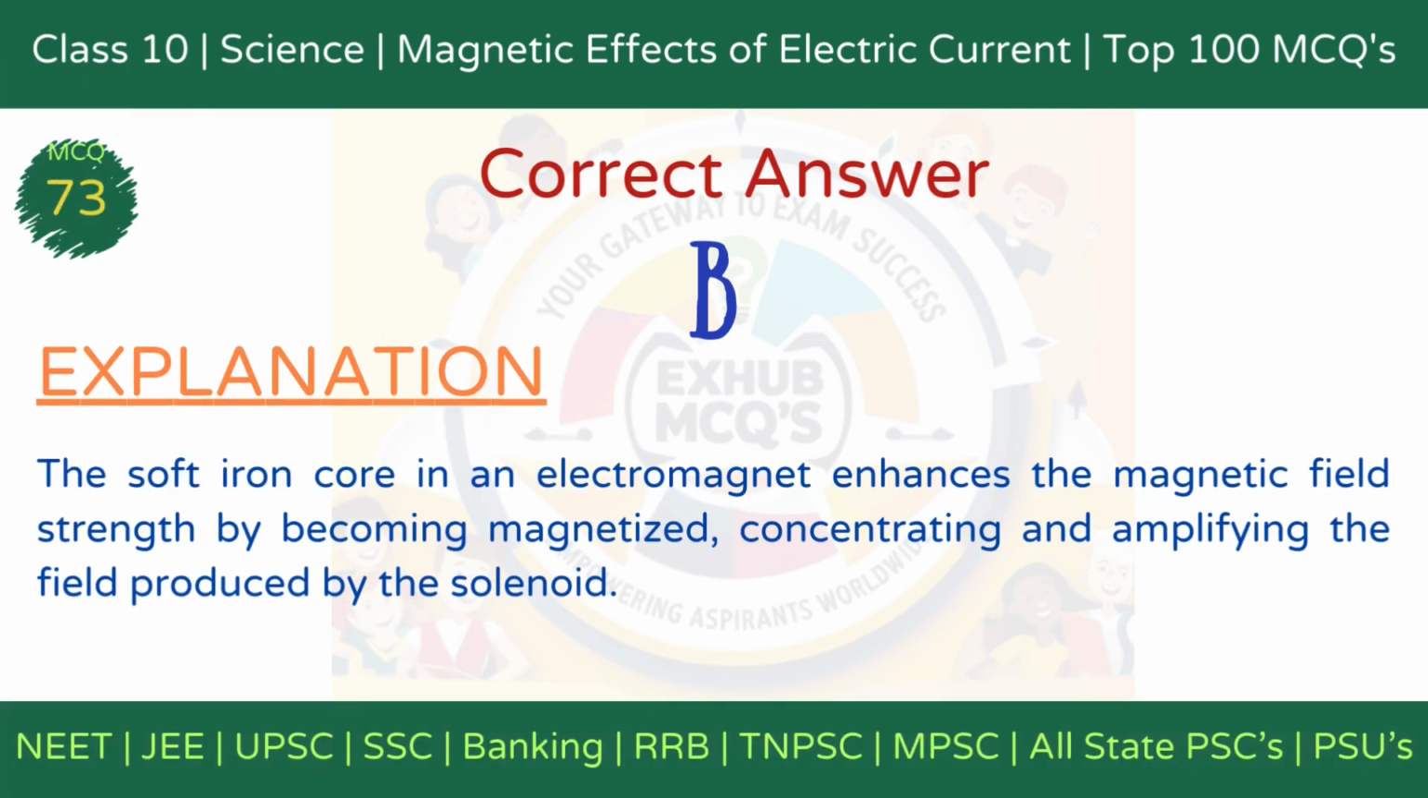The correct answer is option B, to increase magnetic field strength. Explanation. The soft iron core in an electromagnet enhances the magnetic field strength by becoming magnetized. It concentrates and amplifies the field produced by the solenoid.